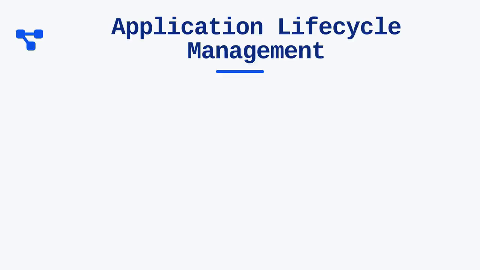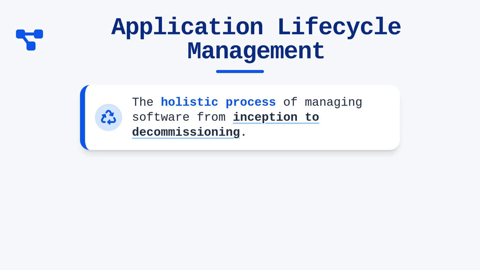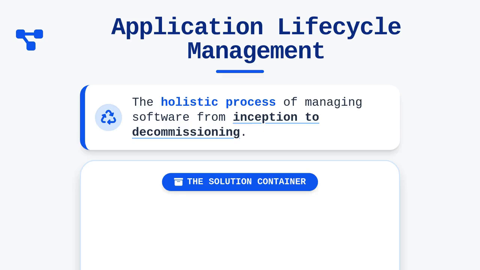Application lifecycle management is the holistic process by which we manage the software development process from inception to decommissioning. In the Power Platform ecosystem, this is primarily achieved through the implementation of solutions, which act as the fundamental container for all our robotic process automation components.